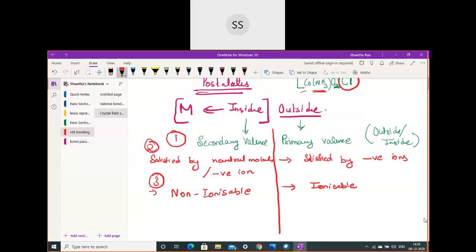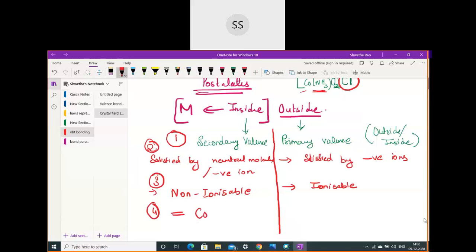So two types of linkage you have to remember. That becomes the first postulate actually. This is the first postulate, that there are secondary valences and primary valences. And primary valences, I said, are usually satisfied by negative ions, but the secondary valences can be satisfied either by neutral molecules or by negative ions. So this will be the second postulate.